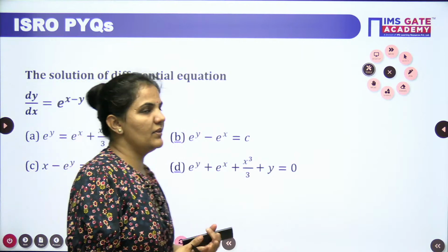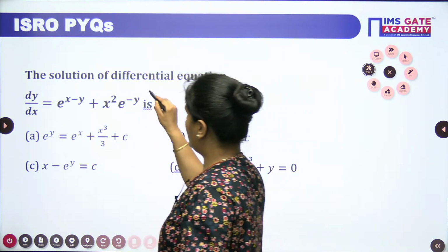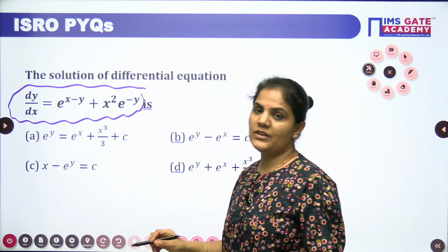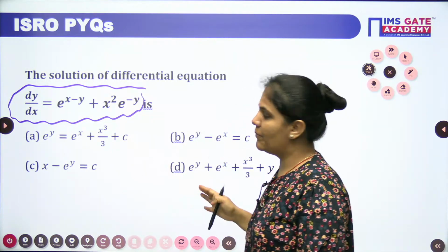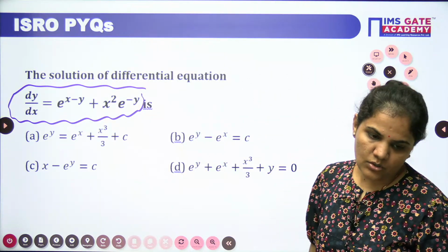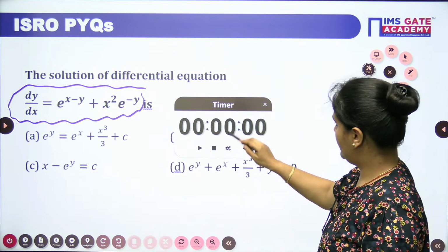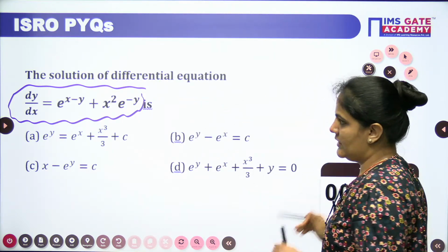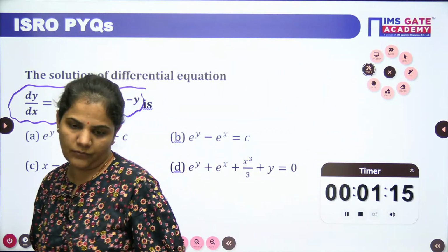The question is from differential equation. Very good question from differential equation. It is asking about the solution of the differential equation dy by dx equals e to the power x minus y plus x square e to the power minus y, and options are available. So let's approach it. I'm giving you time for solving, and then we will talk about the question. It's a simple question. By simple simplification or solving, you can go for the question.